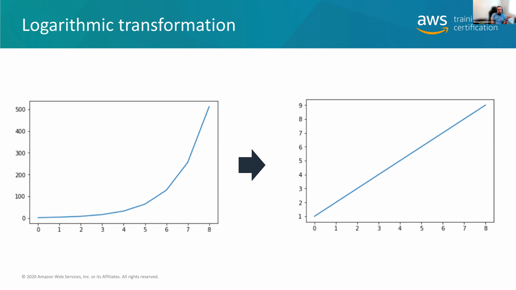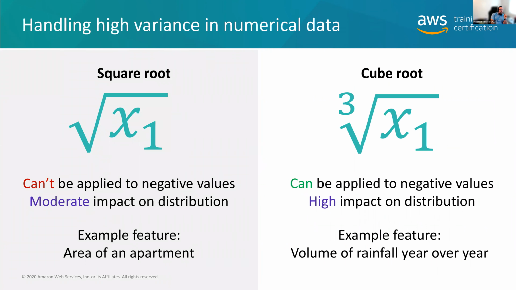But just to say this, the log can't really be applied to zeros or negative values. Now, you can't apply square root to negative values, but cube you can apply to negative values, right? So that works fine. It could be, for example, the area of an apartment or the total cubic volume of rainfall over the course of a year. This also has an effect on the distribution of the feature in question, but the impact is not as significant as logarithmic transformation. So taking the log, right?